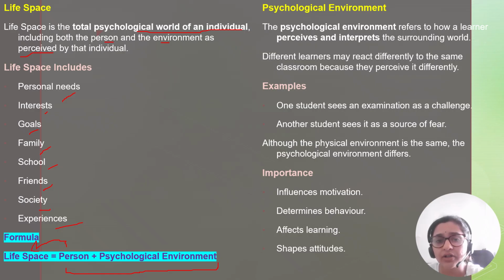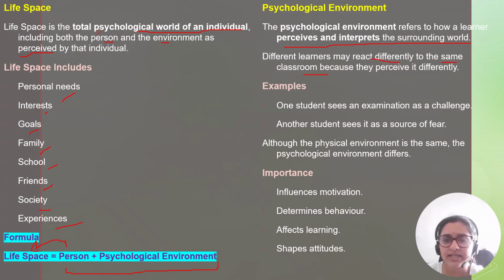Then, what is psychological environment? It refers to how a learner perceives and interprets the psychological world. So, his understanding of the surroundings which are present around him. How he perceives and interprets the surrounding world. Different learners will react differently to the same classroom because they understand, perceive, or interpret it differently. What are the examples?